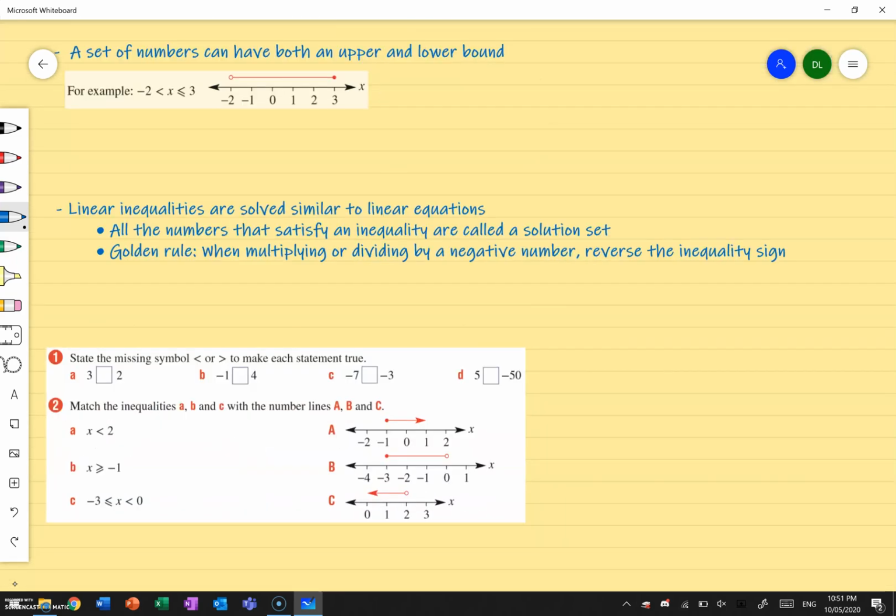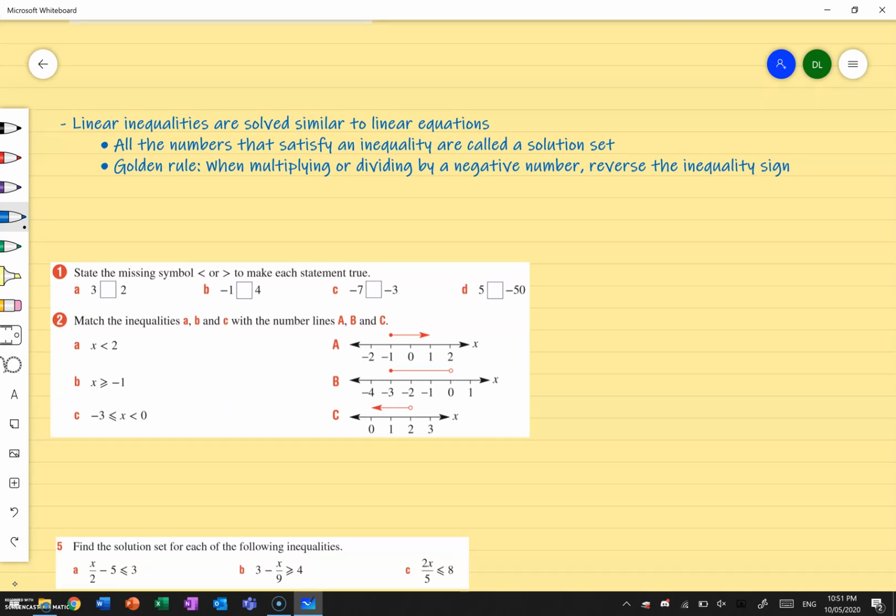So linear inequalities are solved similar to linear equations, so what we've done before. All the numbers that satisfy an inequality are called a solution set, but let's ignore that for now, right? Now, the golden rule is, and I'm reading this line over here, when multiplying or dividing by a negative number, reverse the inequality sign. So that's the golden rule, okay? That's the number one thing you need to remember.